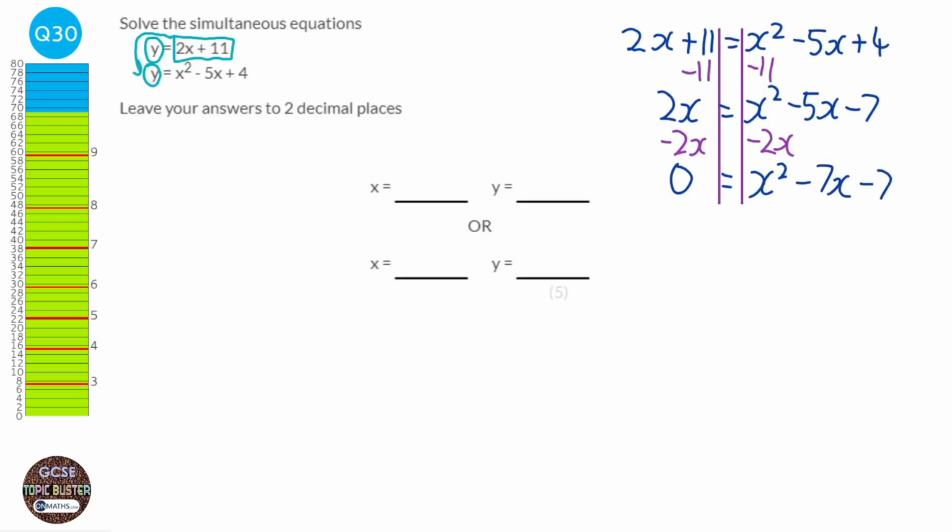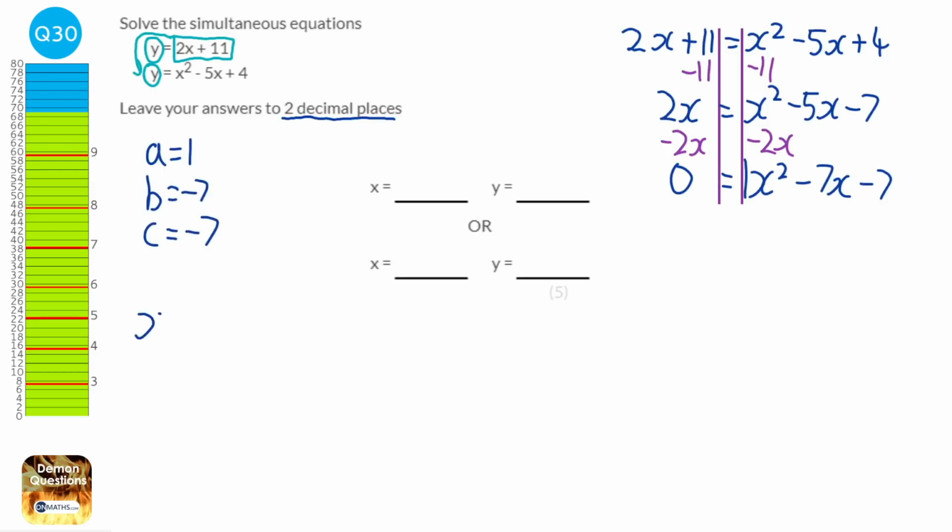Now, we know this is not going to factorise nicely because it asks for 2 decimal places. It's on the calculator paper. Chances are it's going to be the quadratic formula we'll need, which we do. So we've got a equal to the coefficient of the x squared, which is just 1. b equal to the coefficient of the x, which is just minus 7. And then c equal to the number at the end, which is minus 7 also. So we write out the quadratic formula.